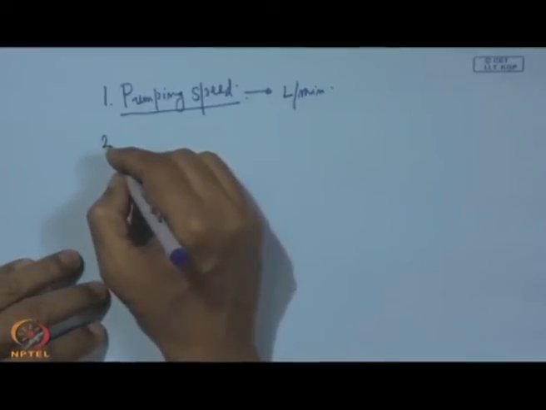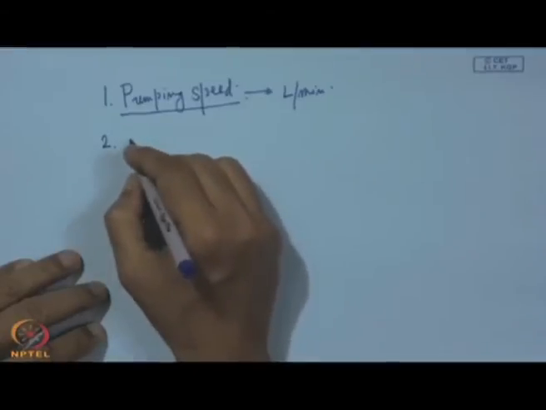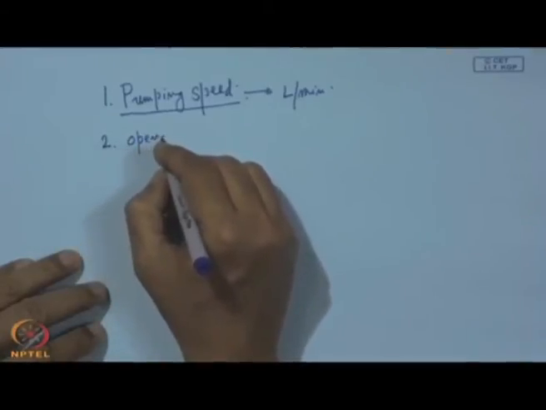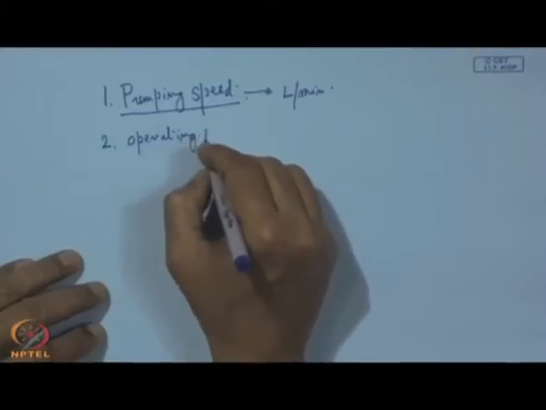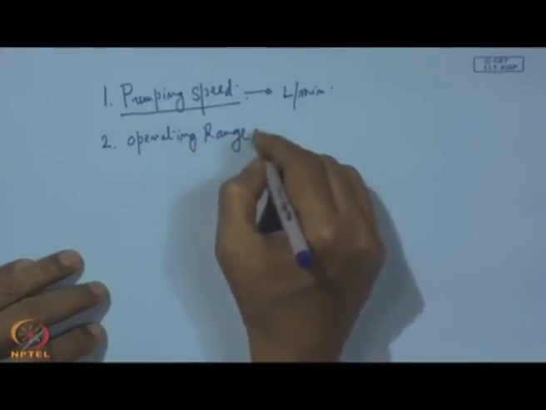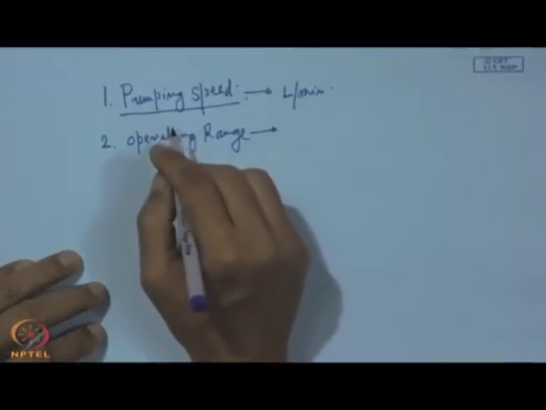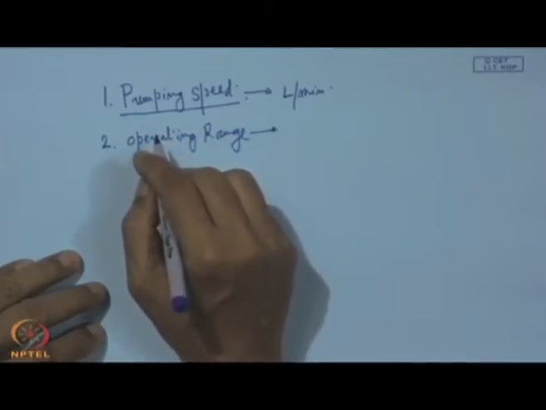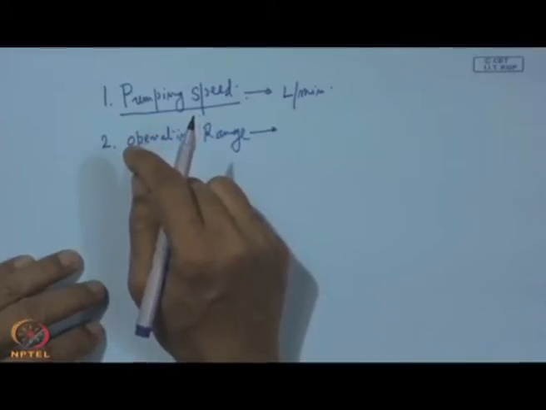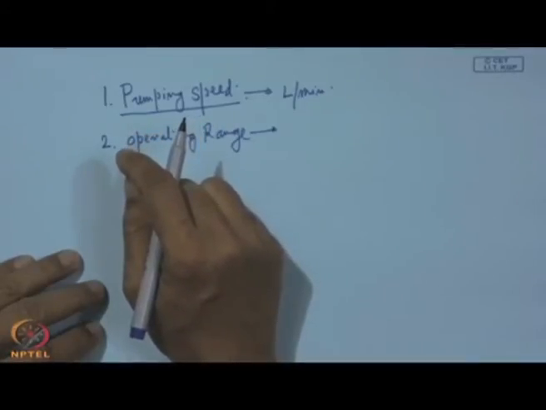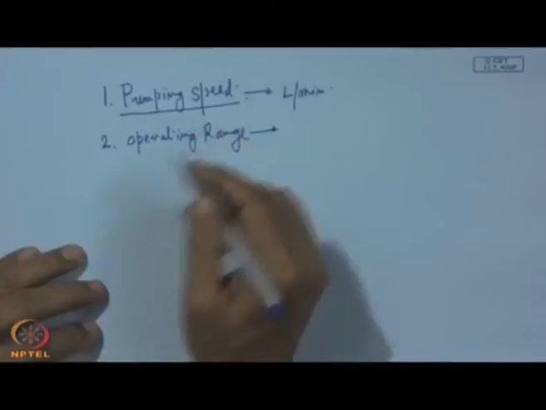Then comes another important parameter, the operating range, that we should be very clear about. That means, all the pumps we cannot put to the chamber which is at atmospheric pressure. So, there must be a coupling between pumps, not just one pump. One will follow the other, one will give some backing support, so they will be used in series. So, that is the operating range over which it can work.